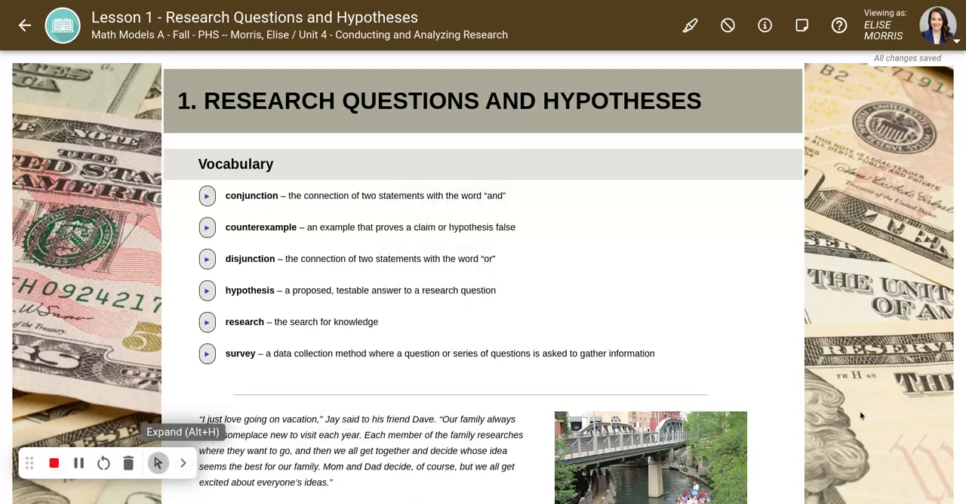All right, let's take a look at Unit 4, Lesson 1, Research Questions and Hypotheses. All of this vocabulary is on the test, so you need to know it. The ones that I want to focus on for this lesson are counterexample. This is just an example that proves a hypothesis false.